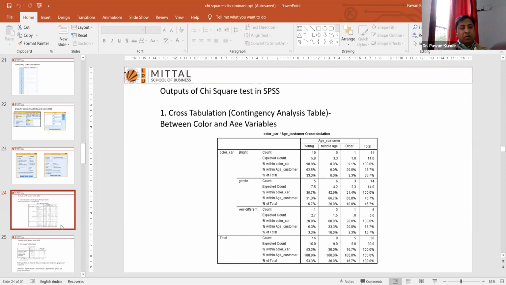So now this table is clear to you. Please write in the chat box yes or no. This crosstabulation sometimes becomes a complex cross table when you have multiple variables. But right now we have young, middle age and older, and the color of the car.